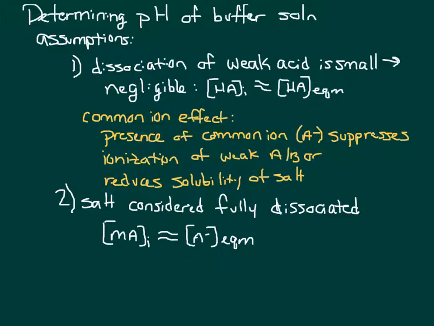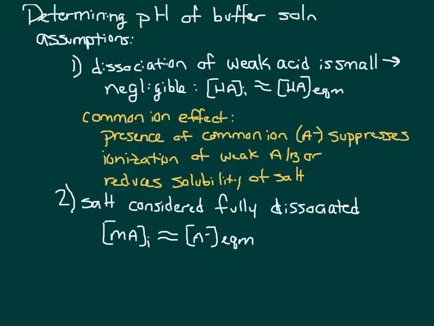Determining the pH of a solution. There are a couple assumptions we need to make. 1. The dissociation of a weak acid is extremely small, as we had talked about in 18.1. Therefore, the concentration of your initial acid is equal to the concentration of the equilibrium acid. This is called the common ion effect, where the presence of a common ion, like the dissociated acid, suppresses the ionization of a weak acid or base, or reduces the solubility of the salt.